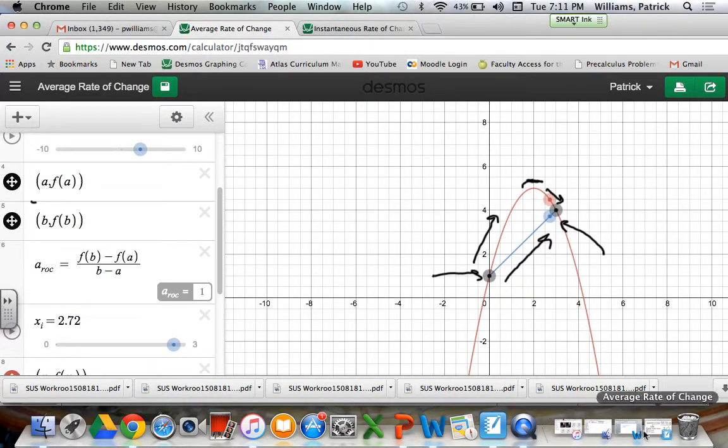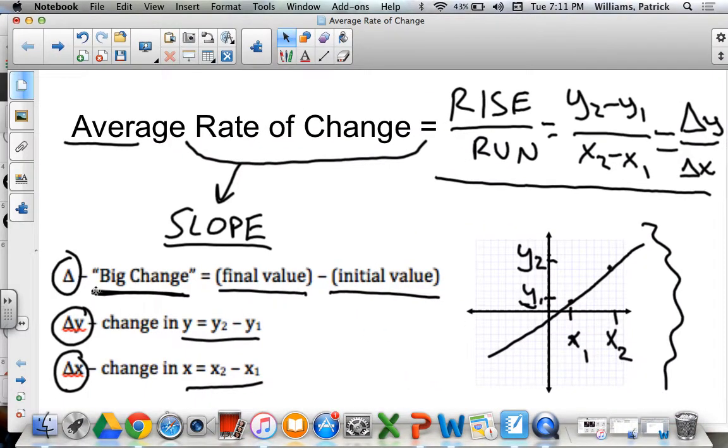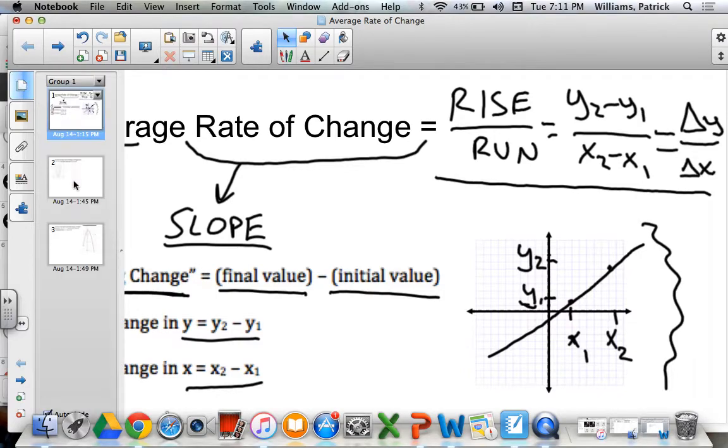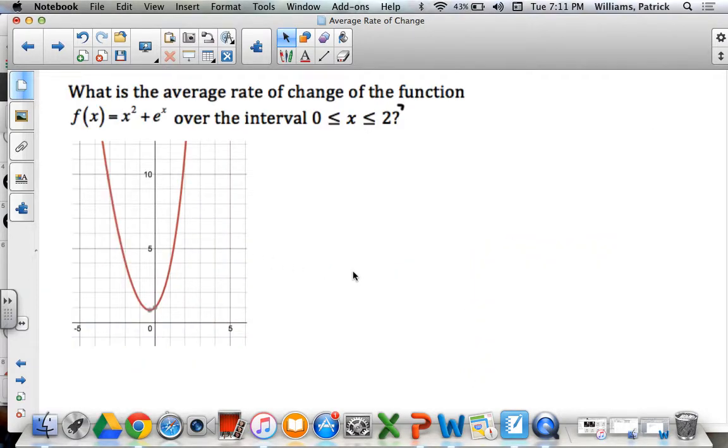So let's finally go over a couple problems. How do we solve problems using average rate of change? All right, so let's go over this one first. This one says, what is the average rate of change of this function right here over this interval from 0 to 2? Okay, well, try to solve this on your own based on what we found in the last couple minutes of this video. Pause the video right now, try to solve it.